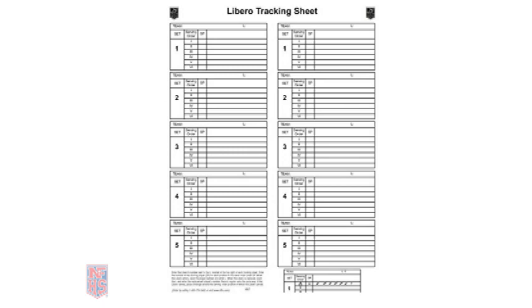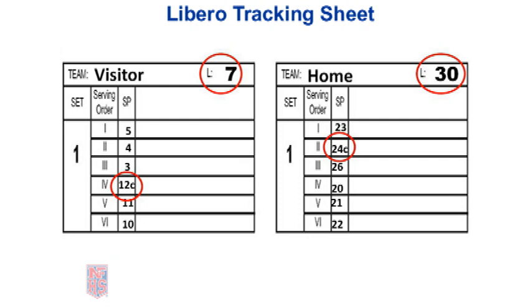The scorekeeper will also assist the Libero tracker to ensure they accurately record the lineups on the Libero tracking sheet. At the top of the tracking sheet, the team names are recorded as they are on the score sheet, with the name of the team on the left written on the left, visitor, and the team on the right written on the right, home. Lineups are then written in serving order in the SP column for each team, showing the C for floor captain. The Libero number is written at the top of the sheet in the appropriate space.